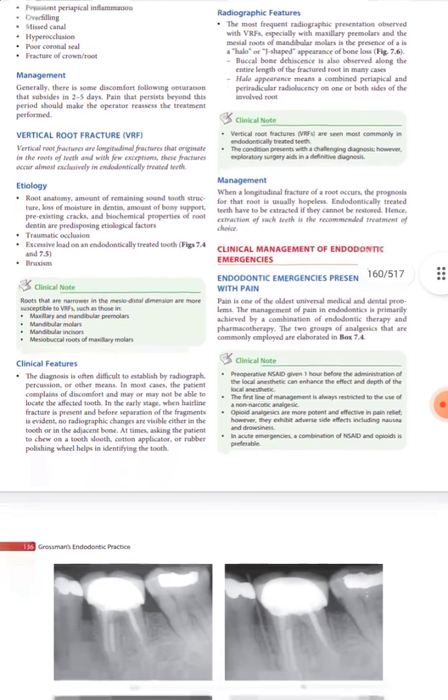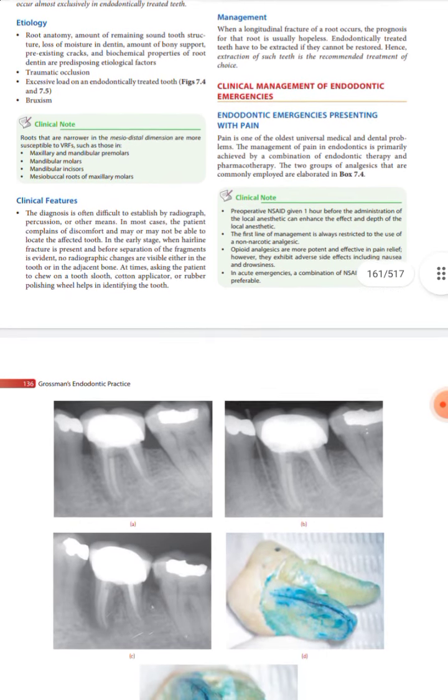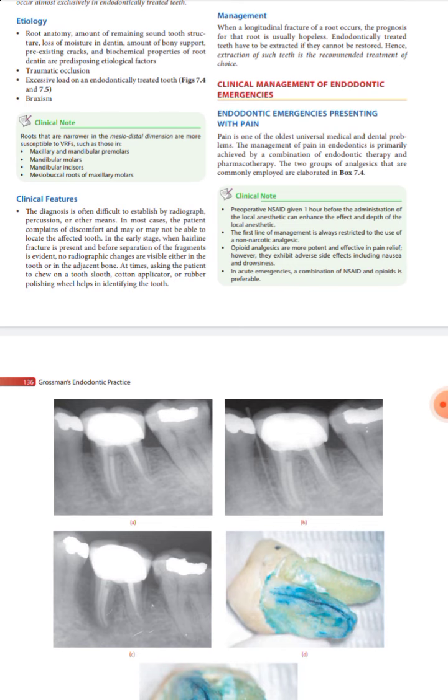Vertical root fracture. Vertical root fractures are longitudinal fractures that originate in the root of the tooth and, with few exceptions, these fractures occur almost exclusively in endodontically treated teeth. Etiology: root anatomy, amount of remaining sound tooth structure, loss of moisture in dentine, amount of bony support, pre-existing cracks.